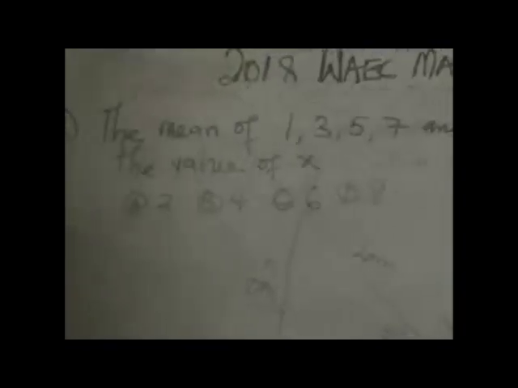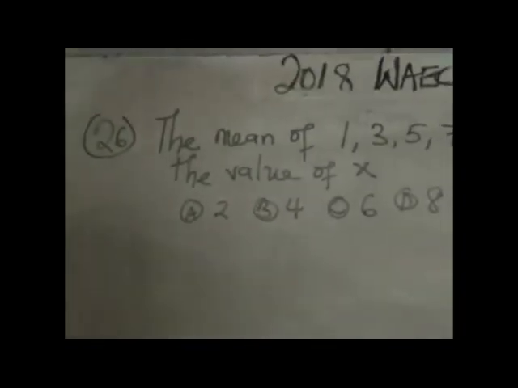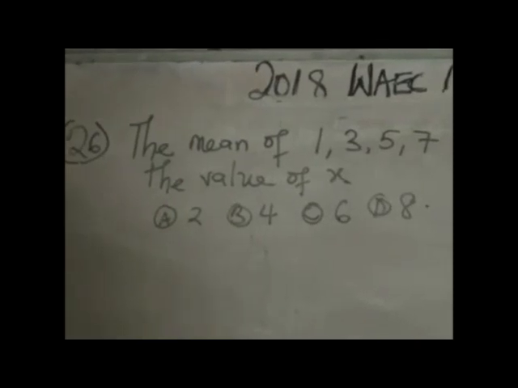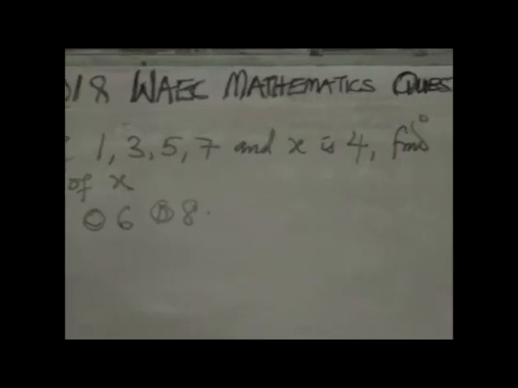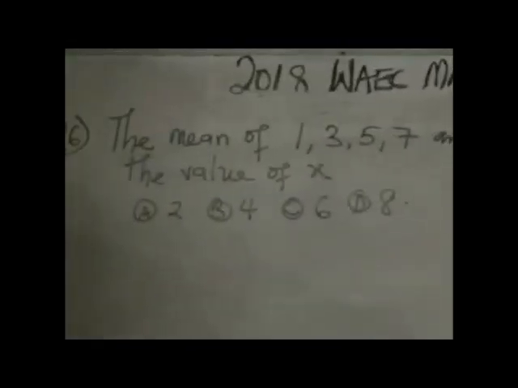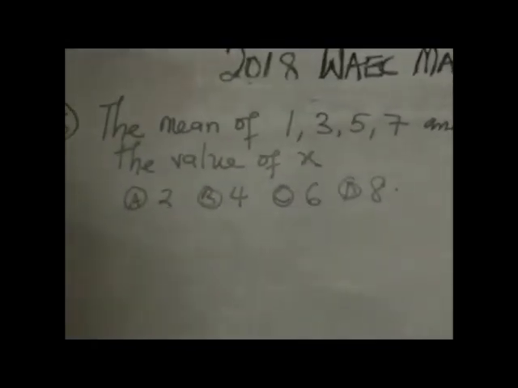Okay? So now let's move on to the next question, 26 of 2018 WAEC mathematics questions. The question is, the mean of 1, 3, 5, 7 and x is 4. Find the value of x.